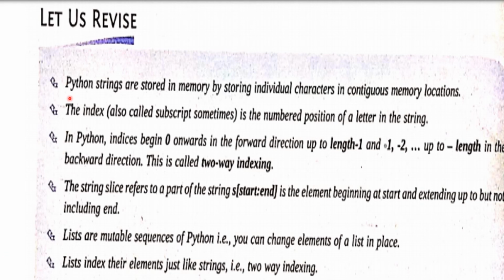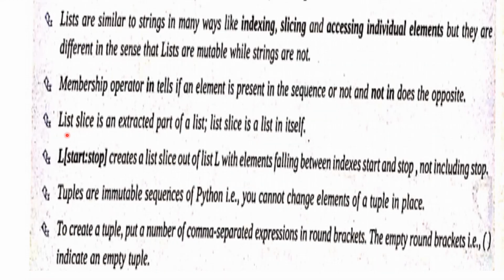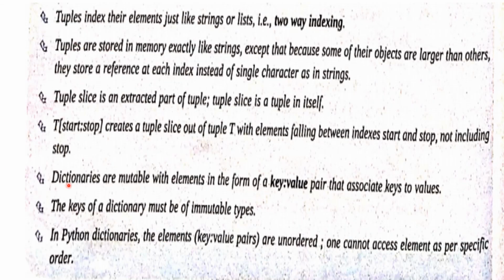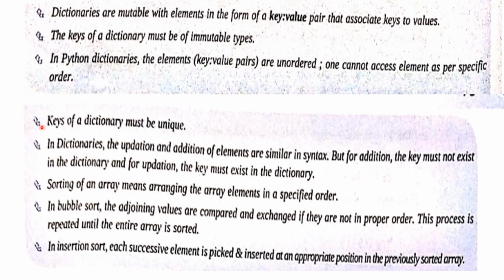First of all, Python strings are stored in memory by storing individual characters in contiguous memory locations. The index, also called subscript sometimes, is the numbered position of a letter in a string. Dear students, I want you to go through all the key points mentioned here. Next, in this slide, there is also about tuples, then dictionaries, and then sorting techniques.